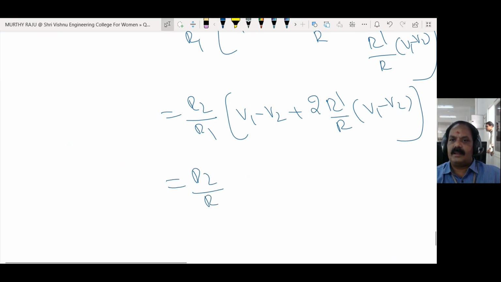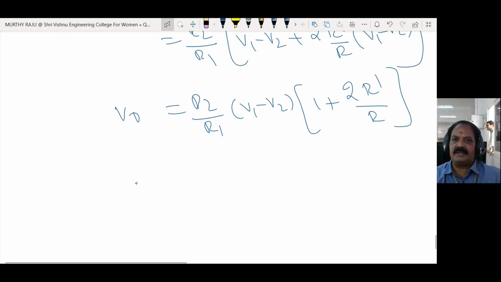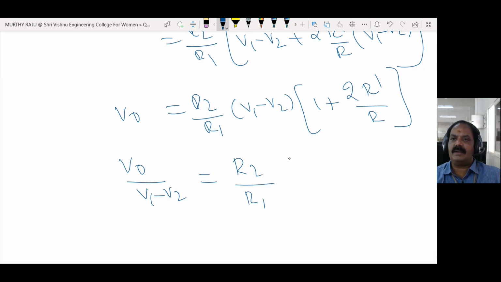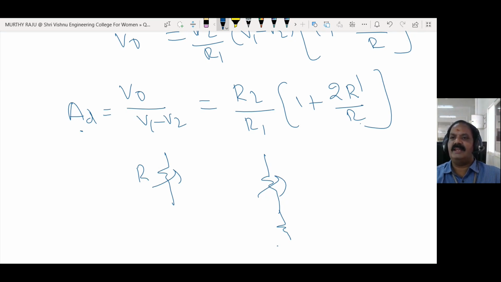R2 by R1, the common term is V1 minus V2, 1 plus 2 R dash by R. This is the output voltage of that instrumentation amplifier. V0 by V1 minus V2 is equal to R2 by R1 into 1 plus 2 R dash by R. Here, this is the differential gain of that instrumentation amplifier. This value totally depends on this potentiometer R. Generally, we use a potentiometer in series with some resistance in place of R for better variable gain. This is the instrumentation amplifier analysis.